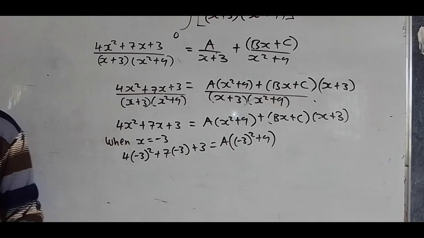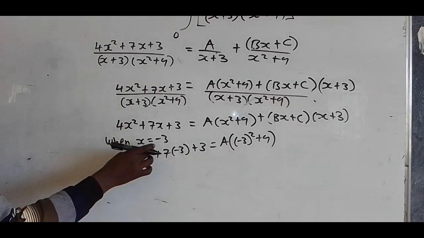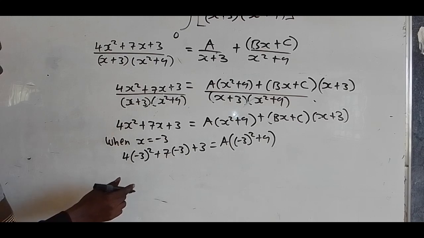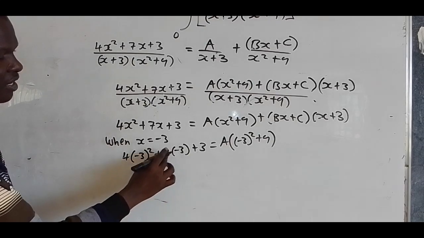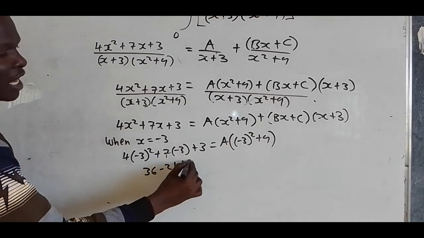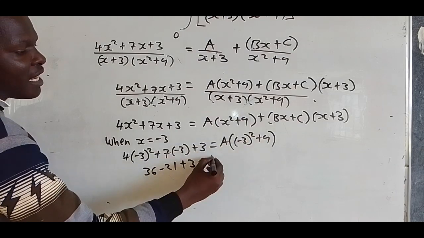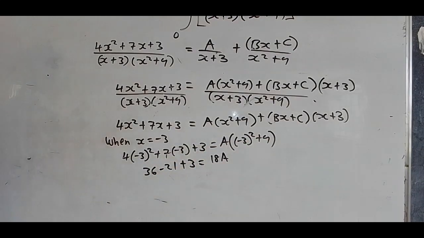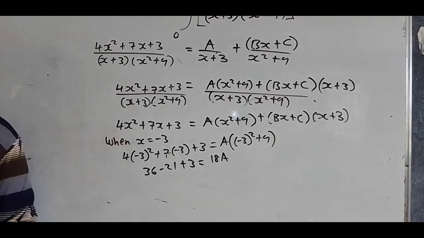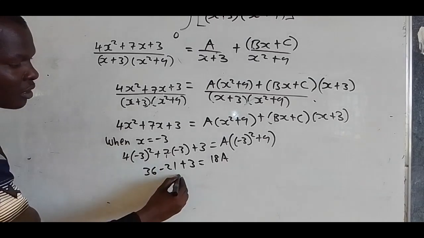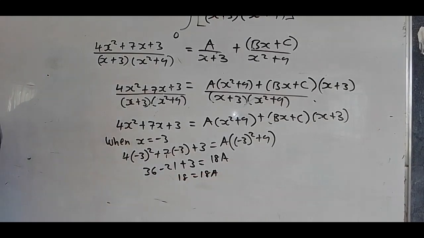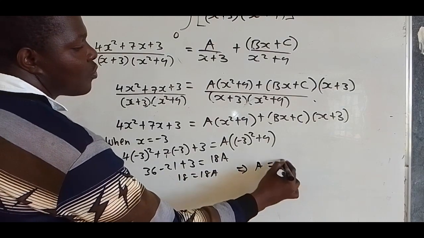From there, negative 3 squared is 9, 9 times 4 is 36. 7 times negative 3 is minus 21, plus 3, equals negative 3 squared is 9, 9 plus 9 is 18, times A. Use calculator: 36 minus 21 plus 3 is 18. So you have 18 equals 18A. What is the value of A? A is 1. So this implies A equals 1.